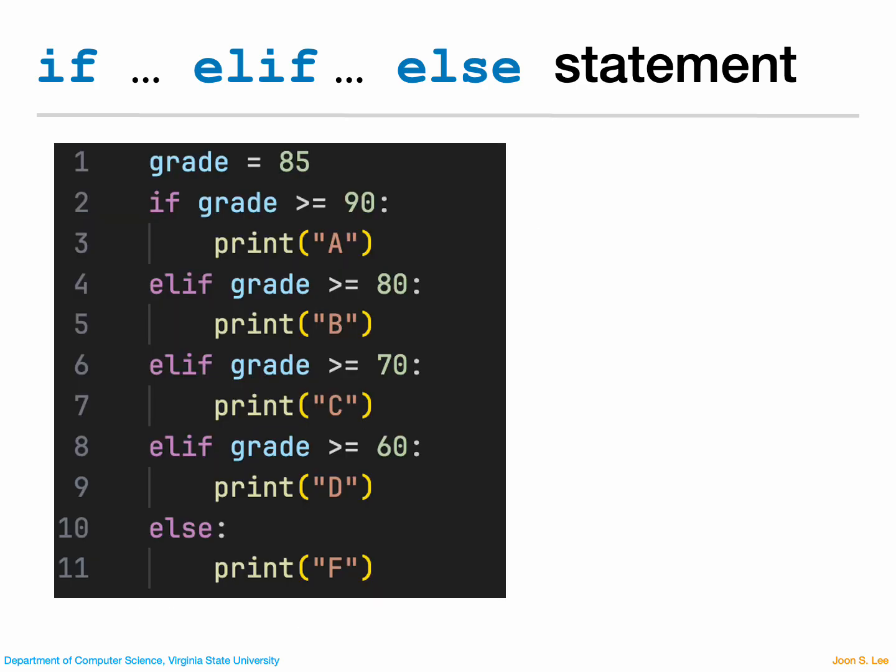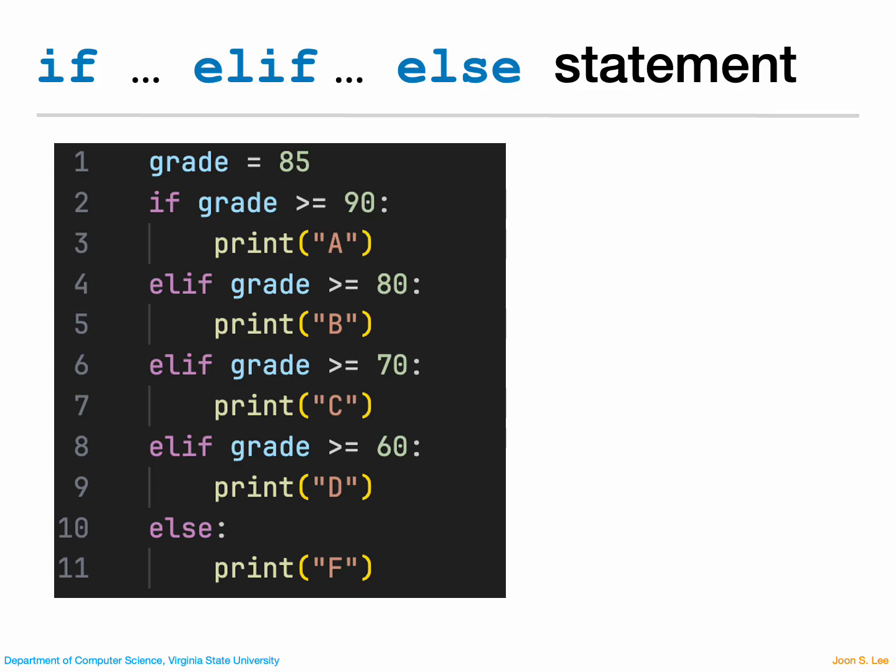Here's a practical example of an if-elif-else statement. We've set grade equals 85. The program first checks the condition if grade greater than or equal to 90. Since 85 is not greater than or equal to 90, that condition is false, so Python skips it. Next, it checks the first elif, grade greater than or equal to 80. This time the condition is true, so the program runs the statement inside that block and prints B.